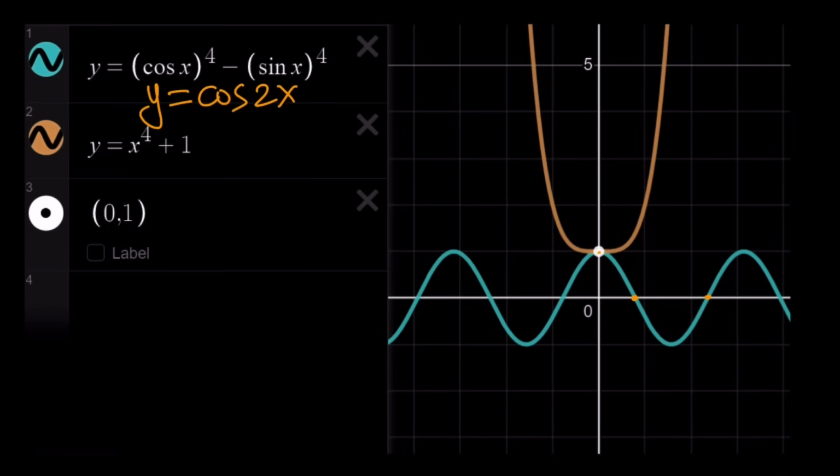And guess what? x to the 4th plus 1 is a curve that has a minimum at (0, 1), and they intersect or touch or are tangent to each other at (0, 1), whatever that means.